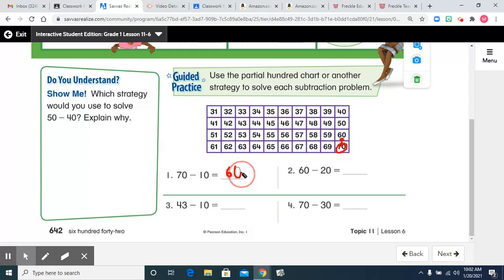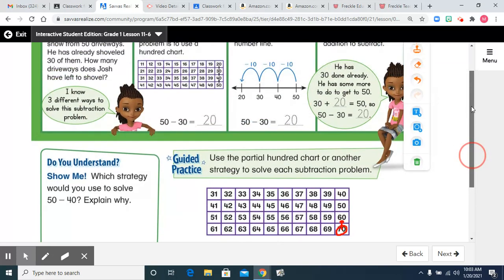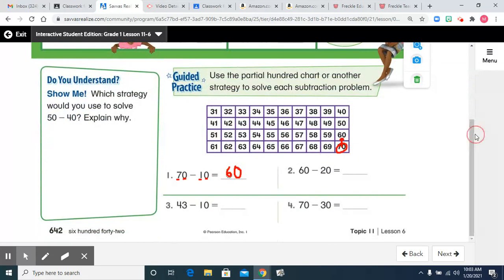And once again, you could do the tens and the ones place. 7 minus 1 equals 6. And 0 minus 0 in the ones place equals 0. All right, try number 2 on your own, and we'll go through it here in a minute.